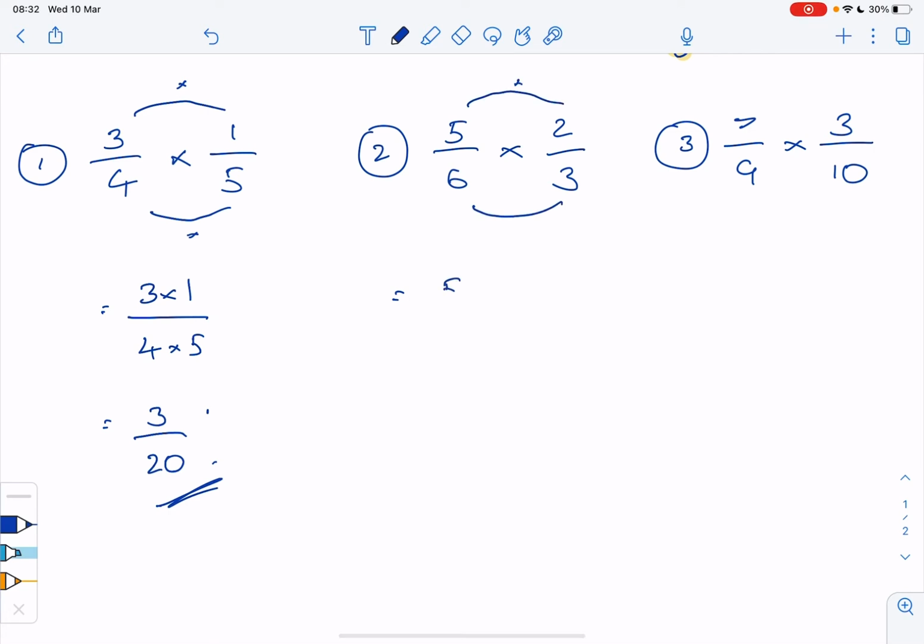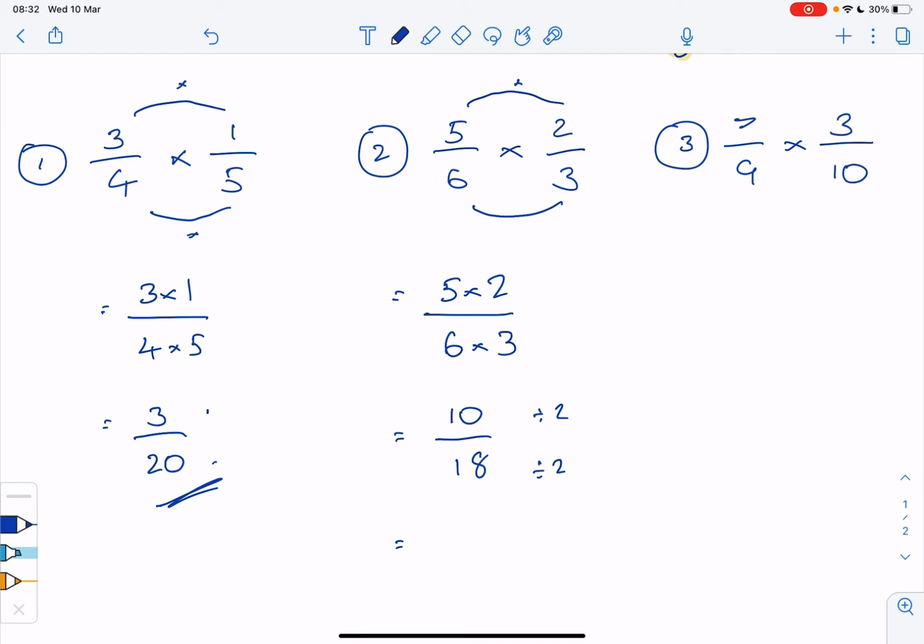So 5 times 2 is going to be our new numerator. 6 times 3 is going to be our new denominator. 5 times 2 is 10, and 6 times 3 is 18. So we're looking at that, and we're trying not to leave it if we can simplify it. Both 10 and 18 divide by 2. And when I divide them both by 2, as long as I'm doing the same to the top and the bottom, this is fine. I could divide by anything as long as the top and the bottom both divide by that number.